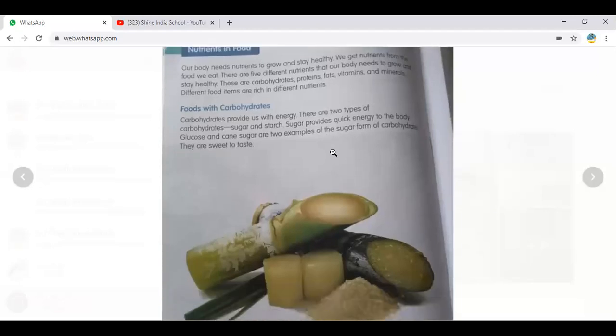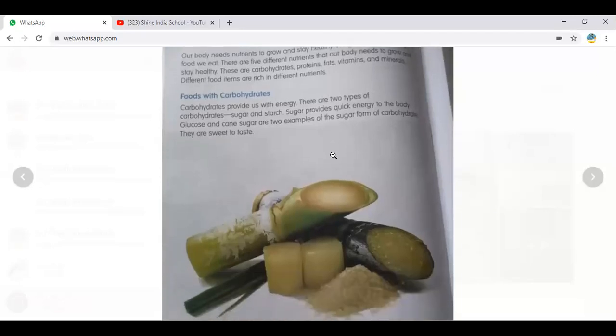Next, food with carbohydrates. Carbohydrates provide us with energy. What is the main use of carbohydrates? It gives immediate energy. So the first point they have given is that carbohydrates provide us with energy. Carbohydrates are nothing but energy giving food.